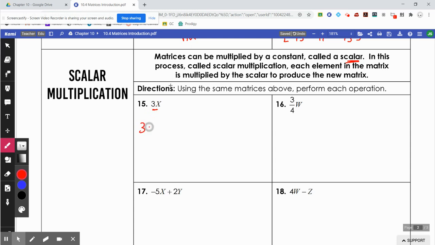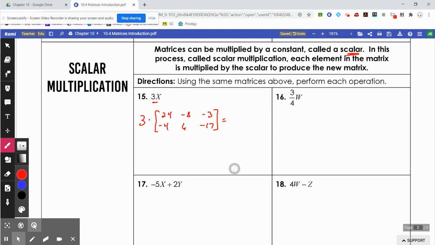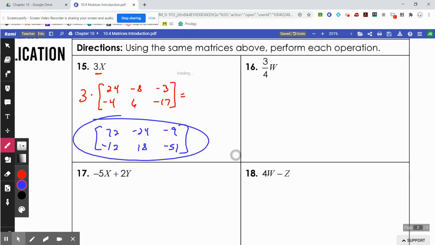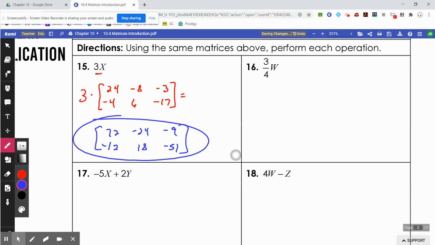So we're going to do 3 times matrix X. And to do that, again, we're simply going to multiply everything by 3. And that gives you 72, negative 24, negative 9, negative 12, 18, and negative 51. And that's it. Number 16, we're doing 3/4 times matrix W.